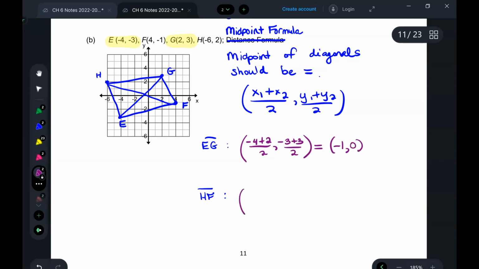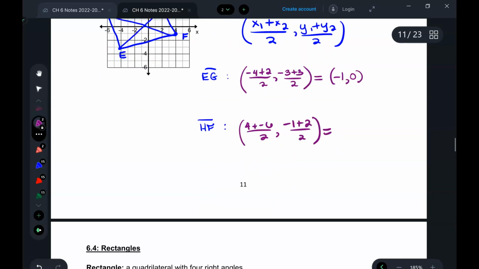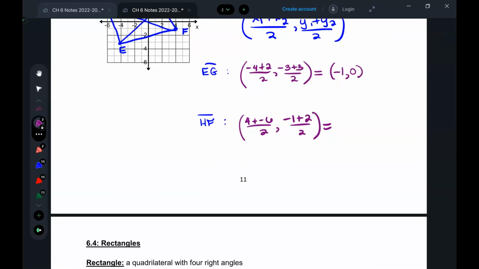Okay. So now let's do the other ones. Let's do F and H. H, F, F, H, same thing. Okay, so 4 plus -6 over 2, and -1 plus 2 over 2. Wouldn't you just do 4 minus 6? Same thing. 4 minus 6 is -2, over 2 still be -1.